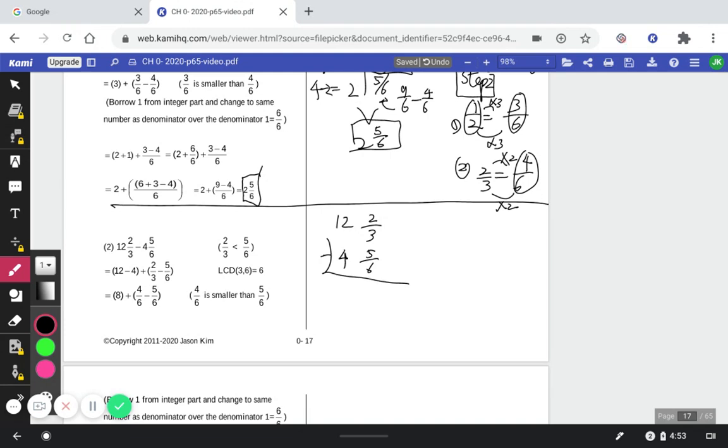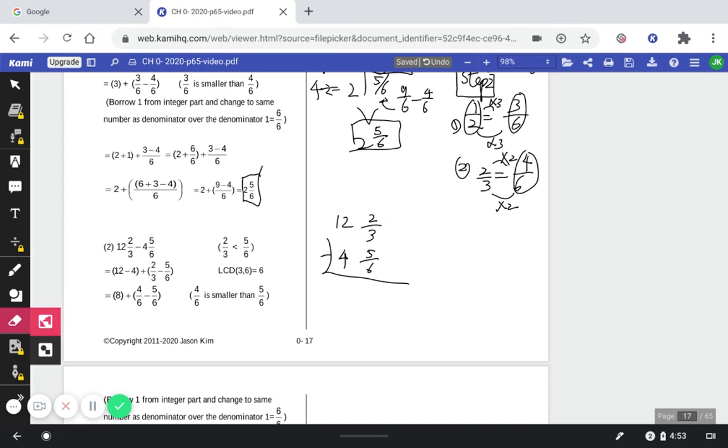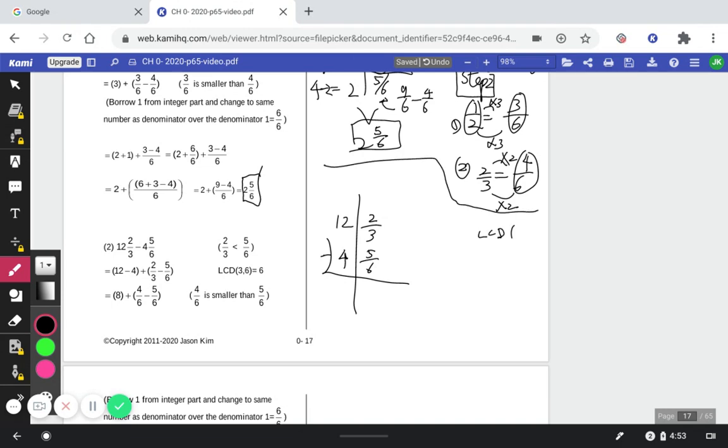And you're subtracting it. So when you do that, you have to do the integers together and fractions together. So you do the fractions first. LCD of 3 and 6 is 6. And you have to change 2/3 in terms of 6, which is 4/6. And change 5/6 in terms of 6, which is already 6, so you just write it. So this is 5/6. And this was 4/6.